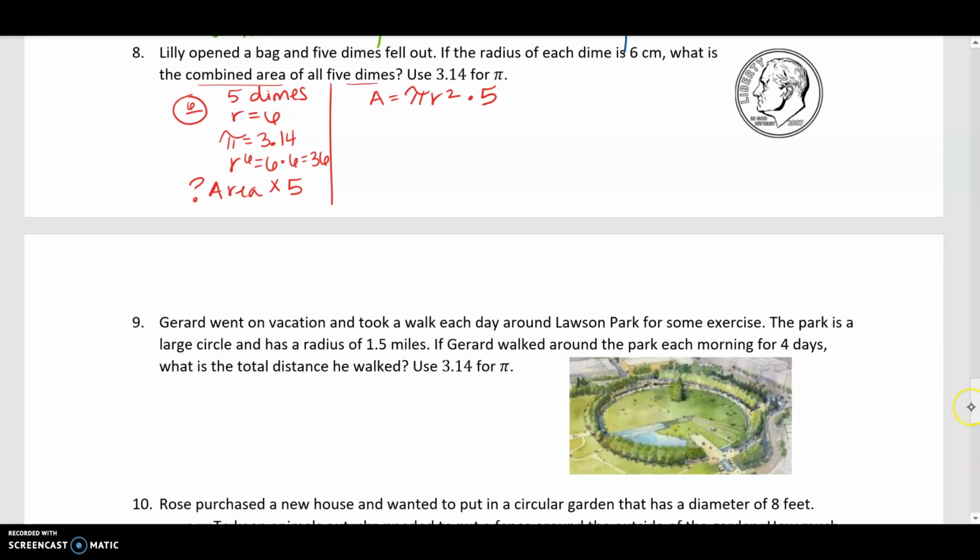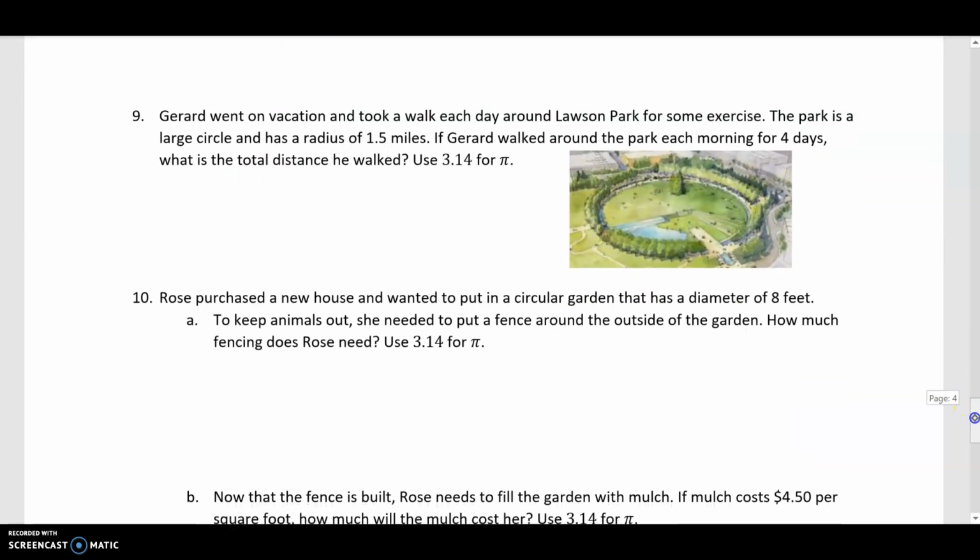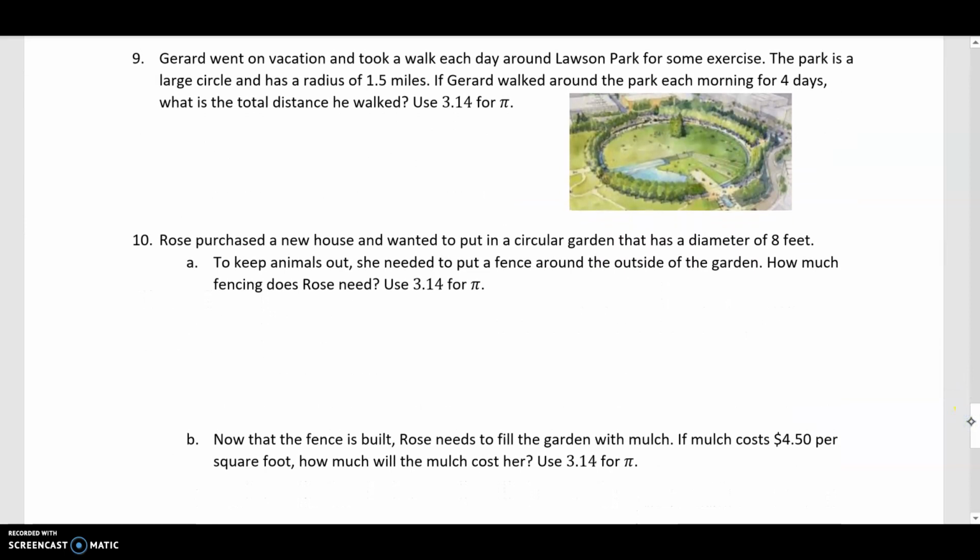You guys should be solving these on your own before you move forward. Again, we are on a review day, so you should be able to work mostly independently, and your test is a week from today, so next Thursday.